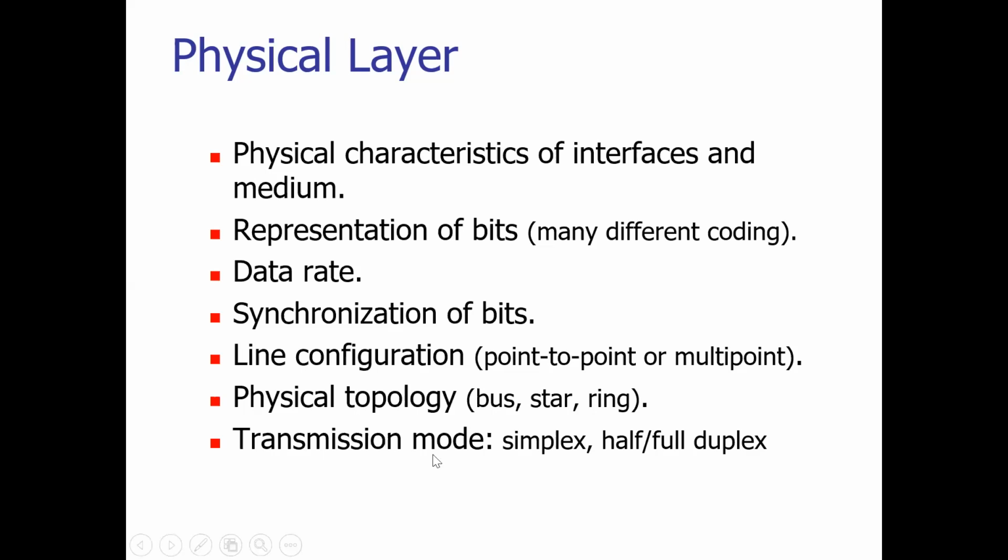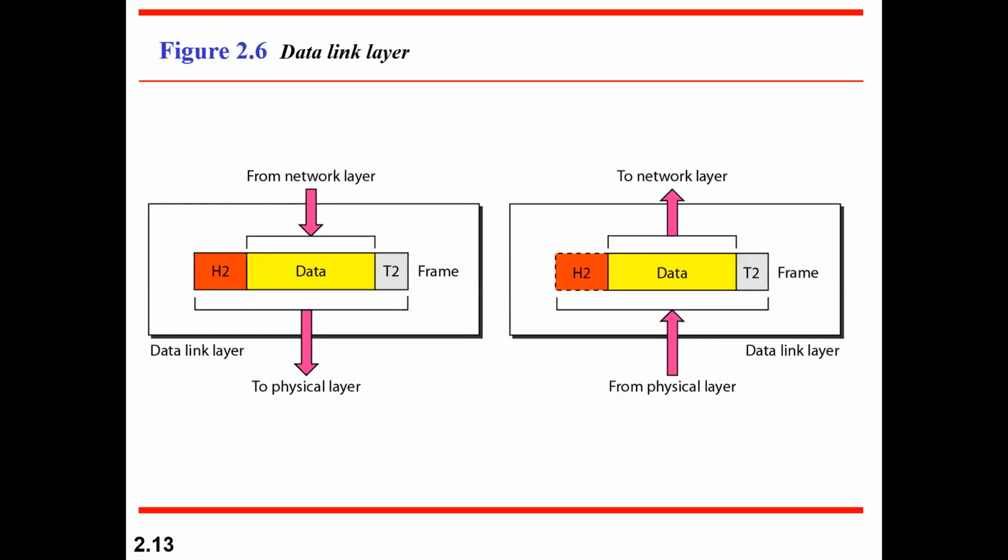Next one is transmission mode, very important. This transmission mode decides whether you can only transmit the data, or you can also receive the acknowledgement. Once you transmit, you can wait for a certain amount of time, then you will get the acknowledgement, or two-way communication happens. So two-way or one-way will be decided by your transmission mode: simplex, half duplex, or full duplex. Next, we'll move on to the next layer, that is data link. That's all with respect to your physical layer.